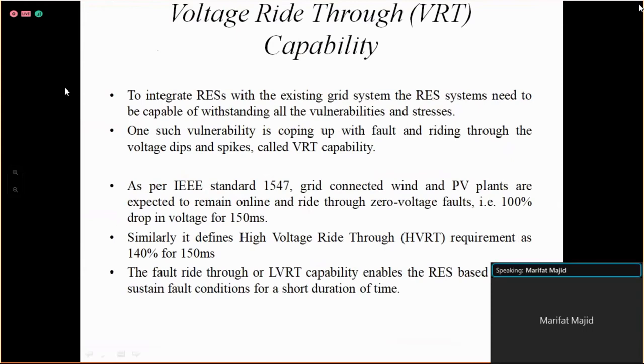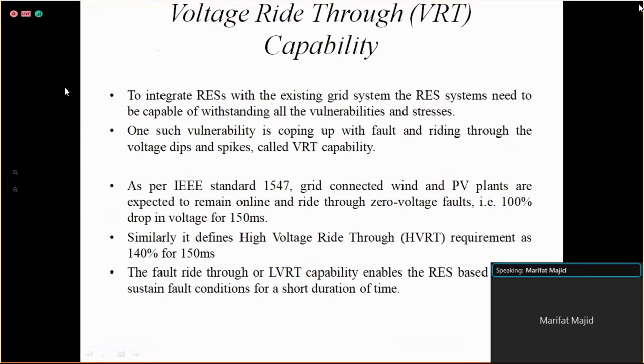Another issue is of voltage ride through capability or VRT. We know that to integrate renewable energy sources, the renewable energy source system needs to be capable of withstanding all vulnerabilities and stresses. And one such vulnerability is coping up with the fault and riding through the voltage dips and spikes, which we call as voltage ride through capability.